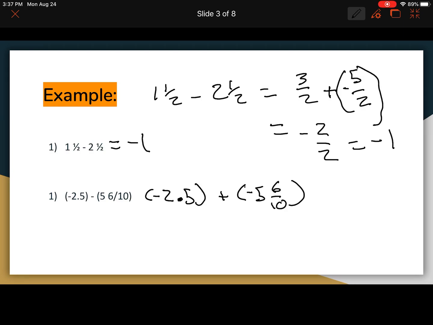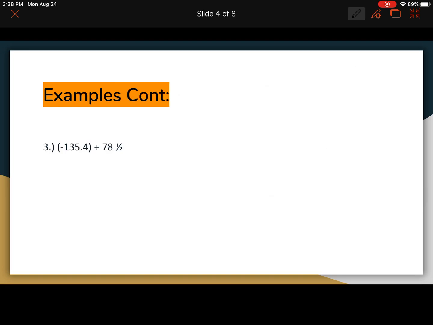Okay. Now, we're going to convert 6/10 to a decimal. From other lessons, you can remember that we can do this with long division, or we can just remember that 6/10 would be 0.6 in decimal form. So this would be negative 2.5 plus negative 5.6. And then when we solve those together, we would get negative 8.1. And that would be the answer to that one right there. All right, so moving on to some more examples.